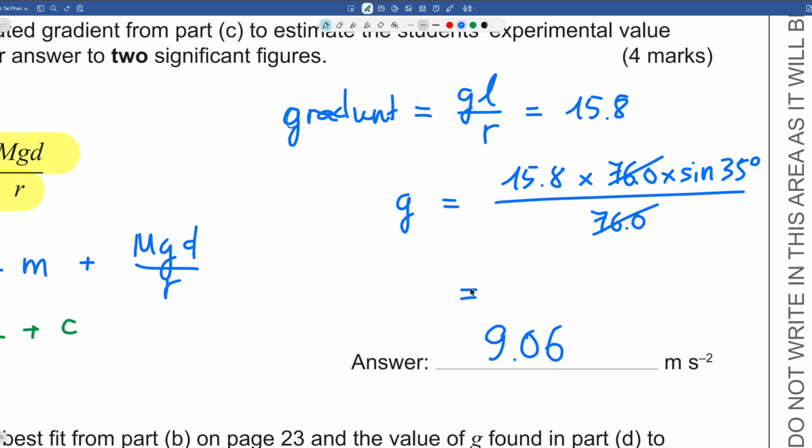9.06. So we see that this value is quite different, about 10% different from the renowned value 9.8 meters per second squared. It is totally fine because in reality, sometimes the experiment is not as accurate as we expected.